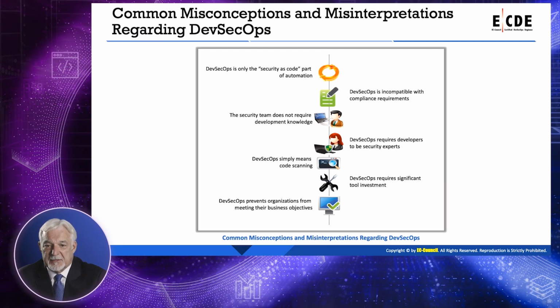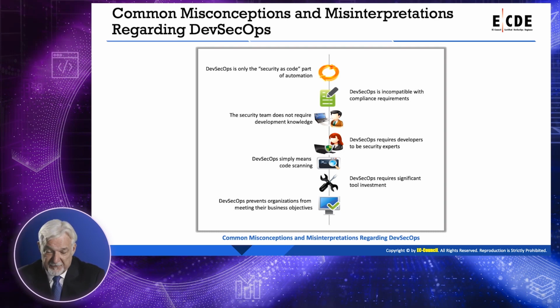DevSecOps simply means code scanning. It doesn't. It's a lot more interactive than that, with all of the insertion of events and approvals and things like that, and the testing that goes on. It goes much more beyond code scanning. We're talking about environments and templates and baselines, as well as other types of analysis that we do.